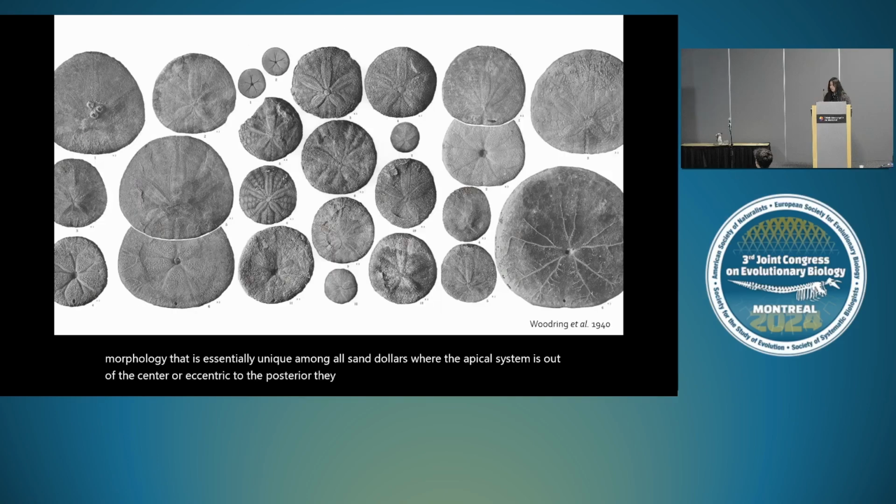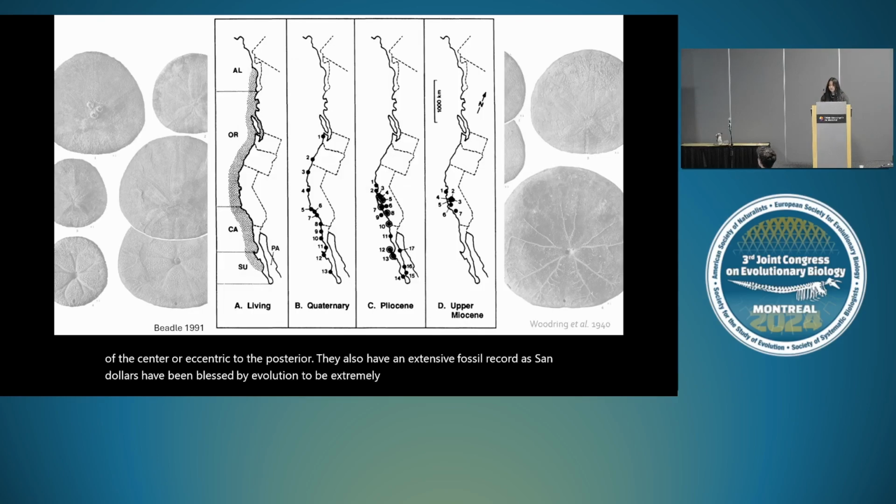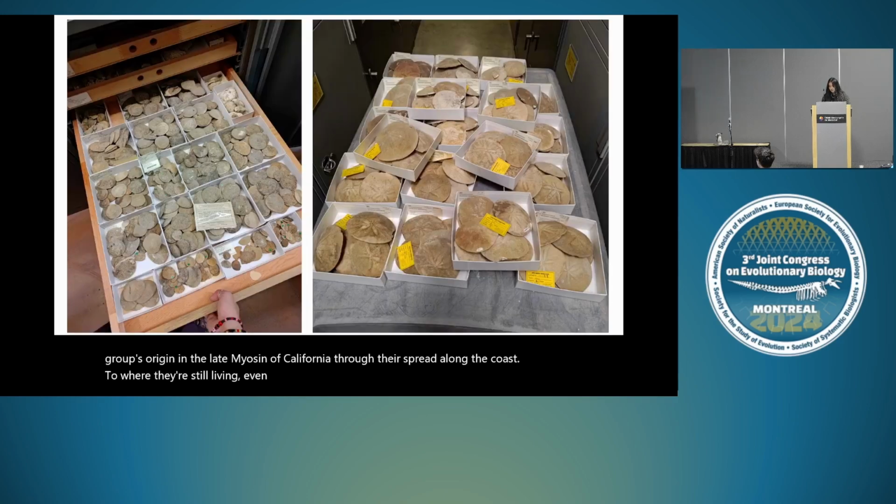They also have an extensive fossil record, as sand dollars have been blessed by evolution to be extremely fossilizable. And the Dendraster fossils in this region are so abundant and well preserved that you can trace their evolution from the group's origin in the late Miocene of California through their spread along the coast to where they're still living even today. And what's really great about them is that you can get fossilized populations. And so in theory, you could evaluate variation within and between species across geographic ranges and long time spans, and maybe even over ontogeny. So all of this, coupled with insights that we can get from the living representatives on their ecology, behavior, and development, make them a great system for testing ideas at the interface of micro and macro evolution.